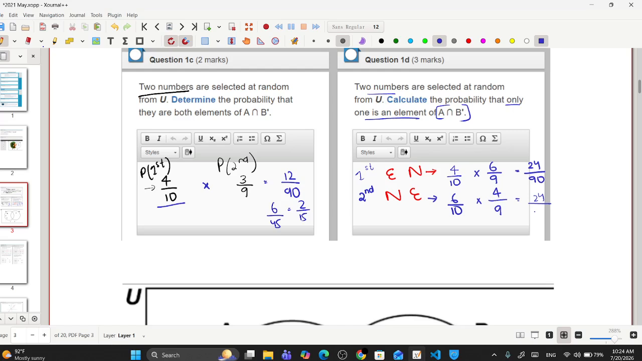And then what will we do? We simply add both of these values together. So we get 24 over 90 plus 24 over 90, that is equivalent to 48 divided by 90. Does that make sense, or do you need some more? I got it. That's great. Write it down and tell me once you're done.